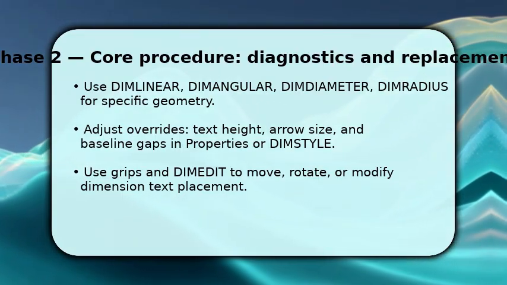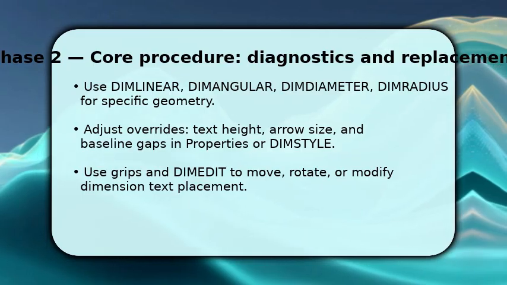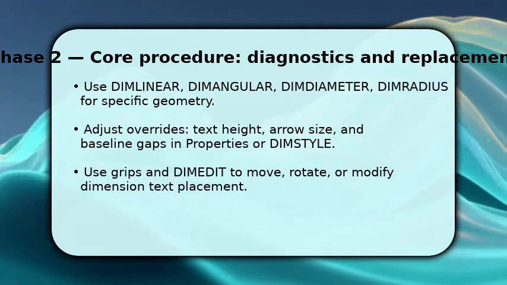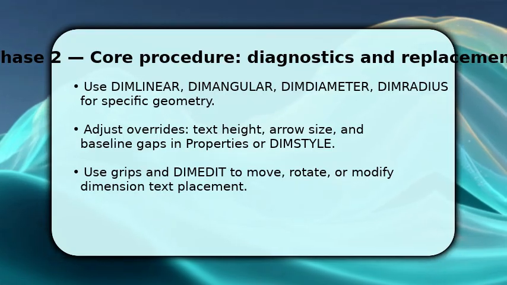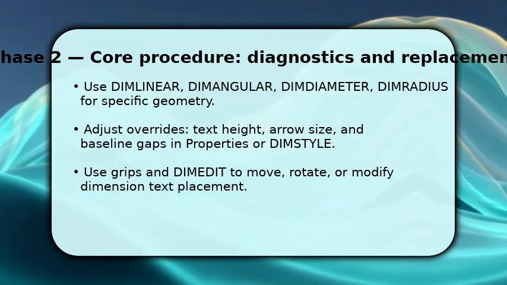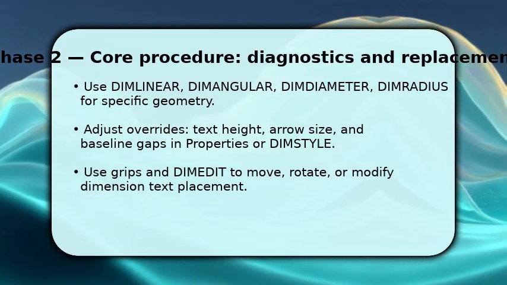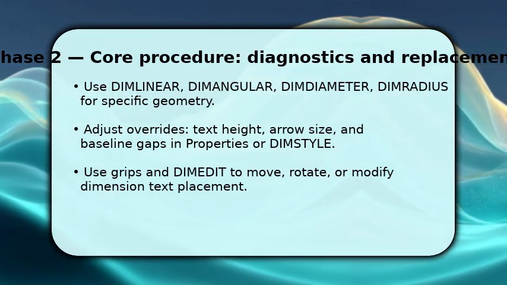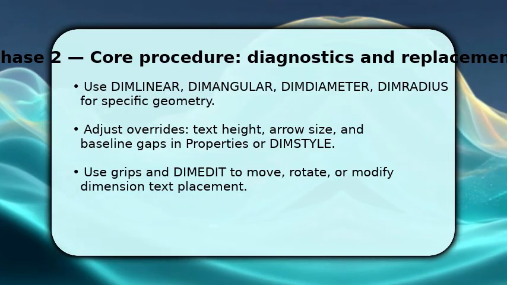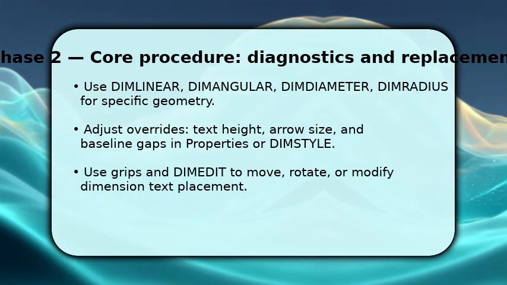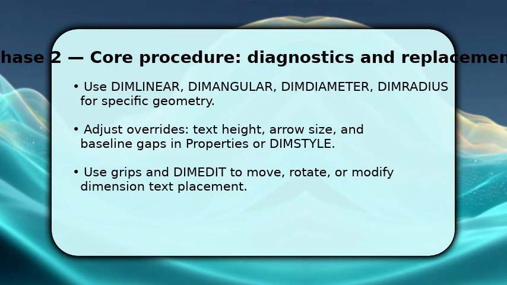Change text height, arrow size, and baseline gaps in properties or update dim style to propagate changes. Use grips to reposition extension lines and dimedit to move text or rotate leaders. This keeps clarity and prevents overlaps. Also, set the dimension scale factor if your viewport uses different paper scaling, so annotations match the sheet.